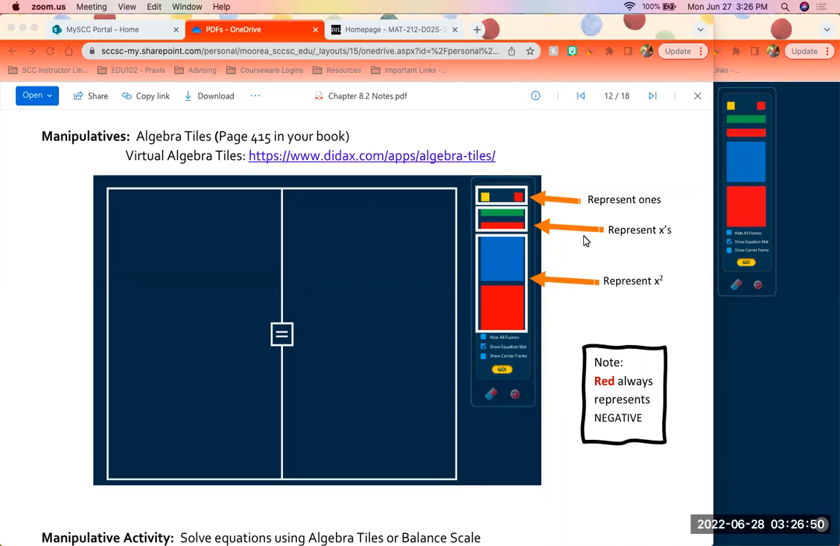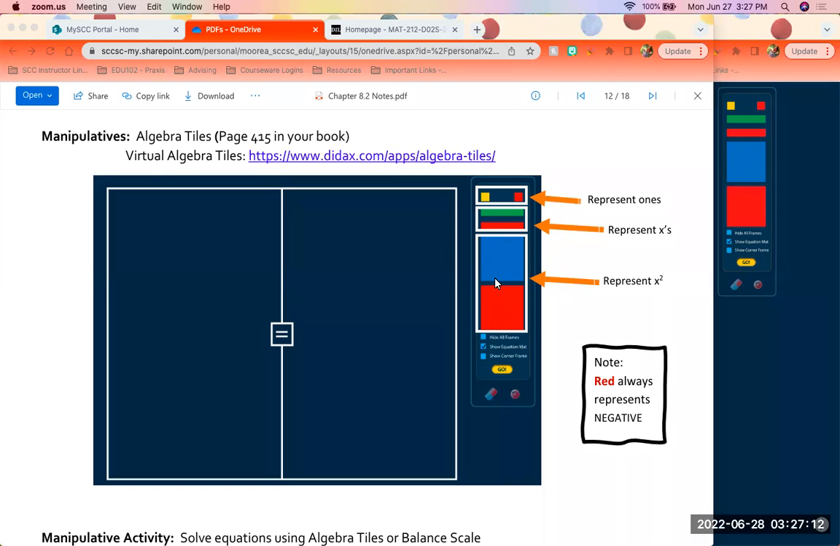The first thing we have to do is define the different shapes. We have these small squares, and the small squares are going to represent our ones. Then we also have the long rods, the rectangles. Those are going to represent our x's, and the larger squares are going to represent x squared.